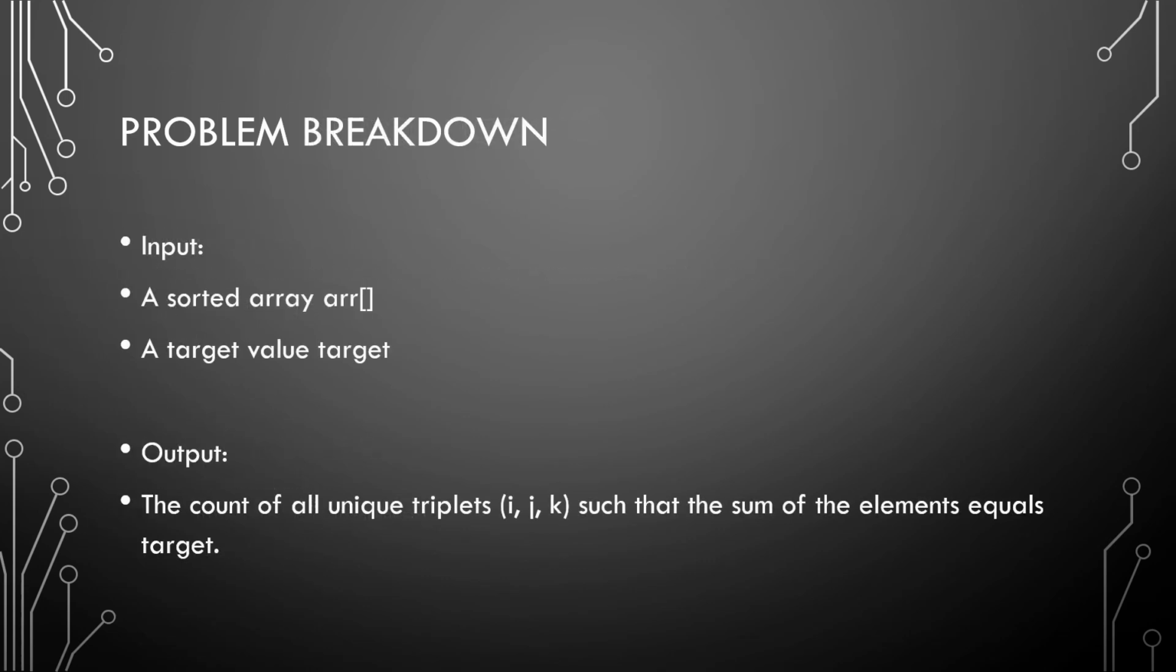To break the problem down further, we have two key components, the input and the expected output. The input consists of a sorted array and a target value, while the output is simply the count of all valid triplets that sum up to that target. Understanding this foundational structure will guide us through the solution.